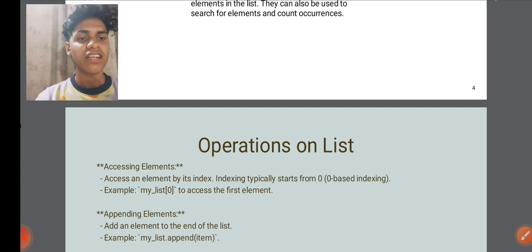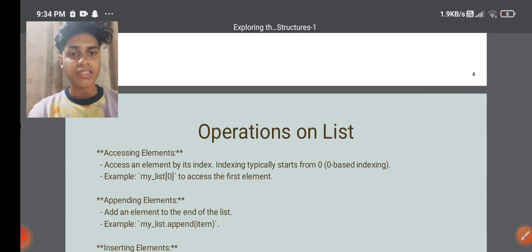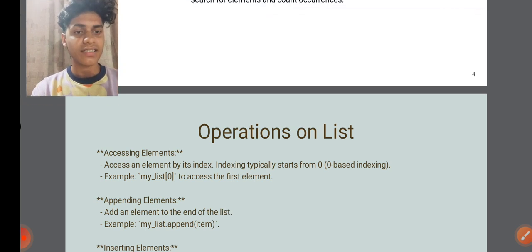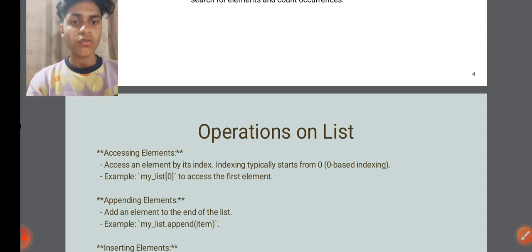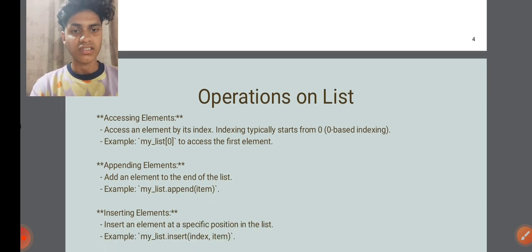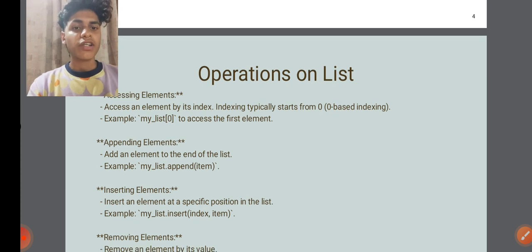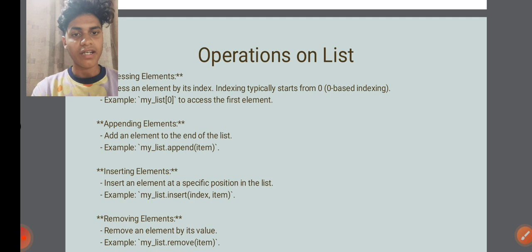Now let us try to understand some of the operations on list. The first one is accessing elements. Access an element by its index. We can access elements on the list using its index. Indexing typically starts from zero-based indexing, such as 0, 1, 2, 3, etc. For example, my_list[0] will access the first element on the list. The next operation is append. Add an element to the end of the list. For example, my_list.append(item) will add an element to the end of the list.